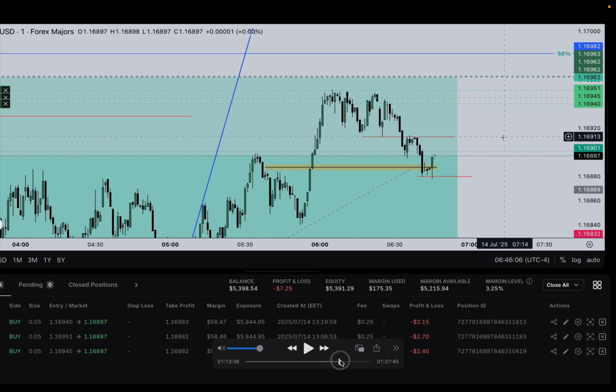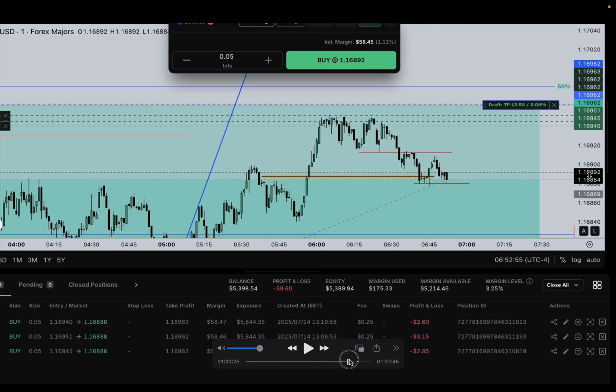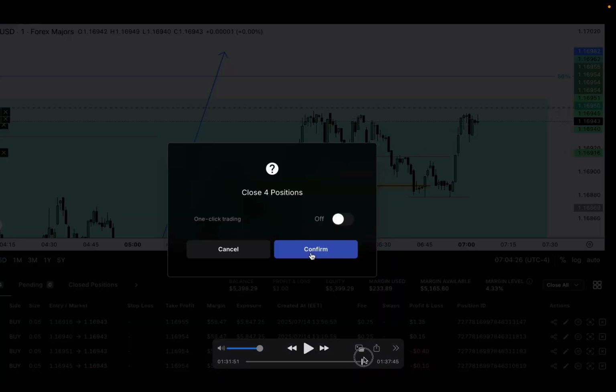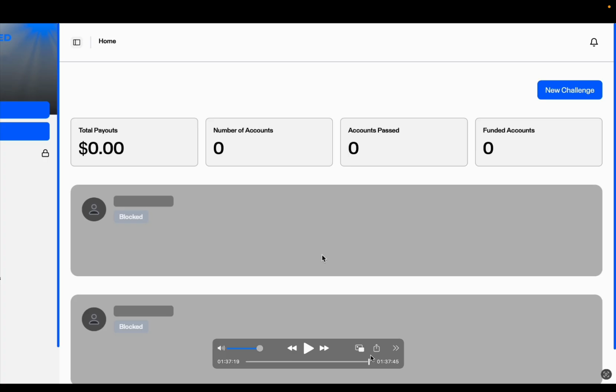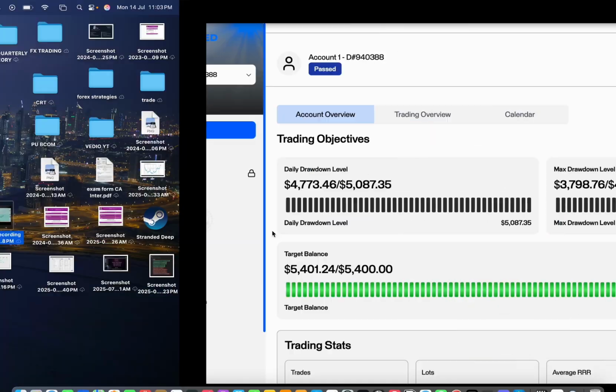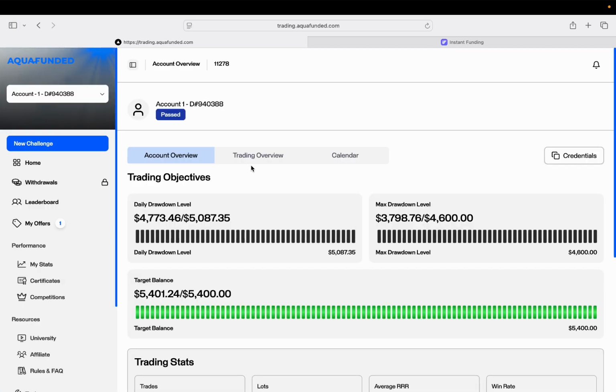It just created a mess. It went down $8, nearly $8. It went down, and then it went up. We just booked the profits, and this is our funded account. The same can be seen over here. So this was my overview.